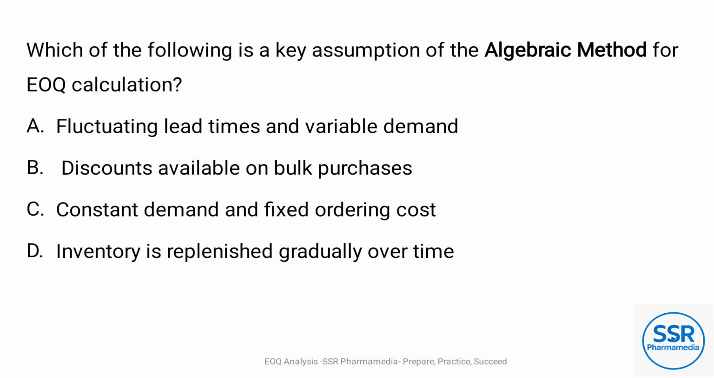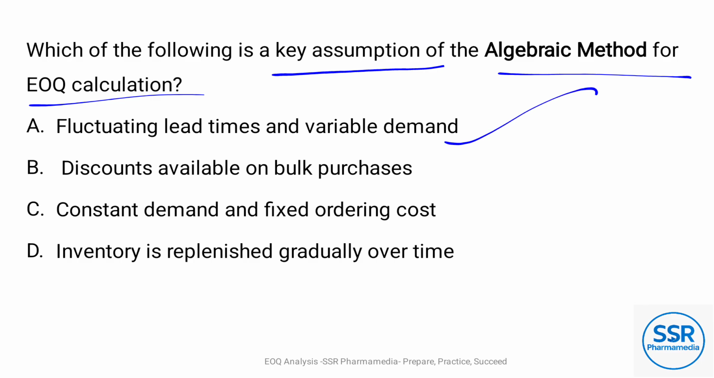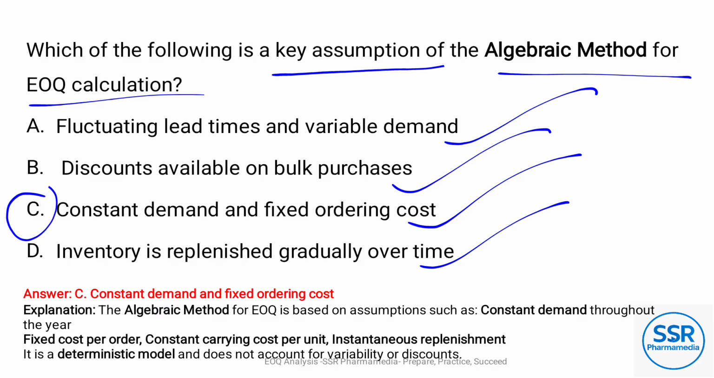Which of the following is a key assumption of algebraic method for EOQ analysis? Option A, fluctuating lead times and variable demand. Option B, discounts available on bulk purchases. Option C, constant demand and fixed ordering cost. Option D, inventory is replenished gradually over time. So the answer is C, constant demand and fixed ordering cost.